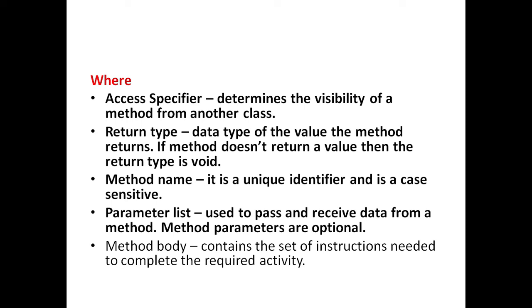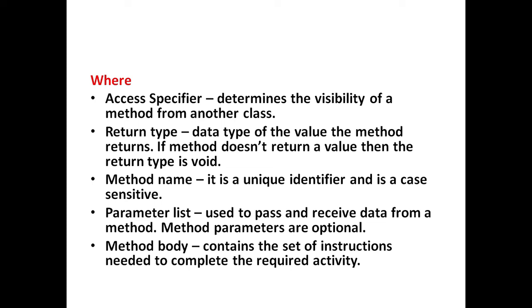Parameter lists are used to pass and receive data from a method. The parameter list refers to the type, order and number of parameters in a method. Parameters are optional, that is, method may not contain any parameter. And the method body contains the set of instructions needed to complete the required activity.